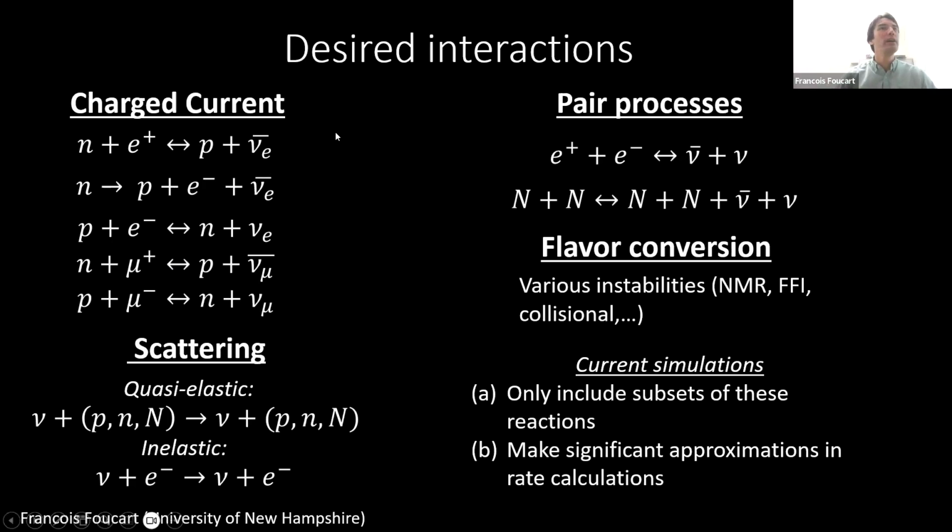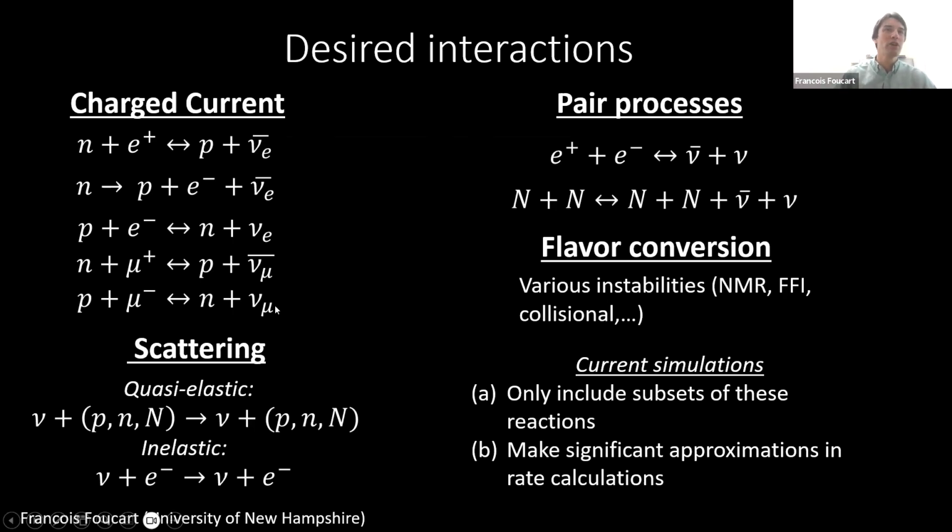The ones that are included in nearly all simulations are the first and third, so electron and positron capture, as well as capture of electron neutrinos and antineutrinos onto nucleons. These are the dominant source of electron-type neutrinos in most regions, and they are the main driver of changes of proton fraction in your system in most simulations as well. So these are included in nearly all simulations.